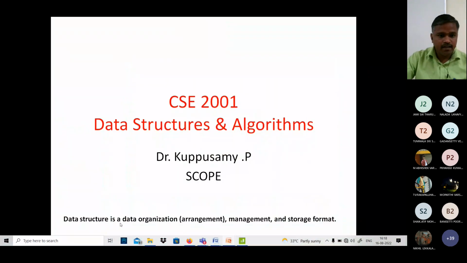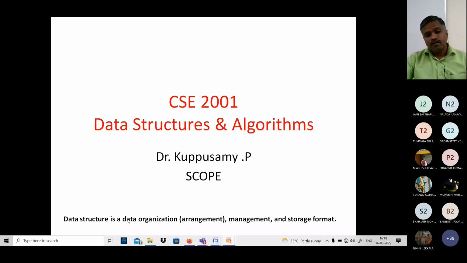The data structure definition is organizing the data. That means arranging the data in memory locations. What are the memory locations available? Already you know, we have random access memory, RAM. We have hard disk drives, pen drives, memory cards, cache memory, read only memory. So different kinds of memory are available.